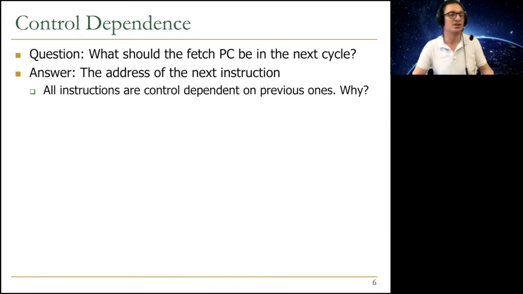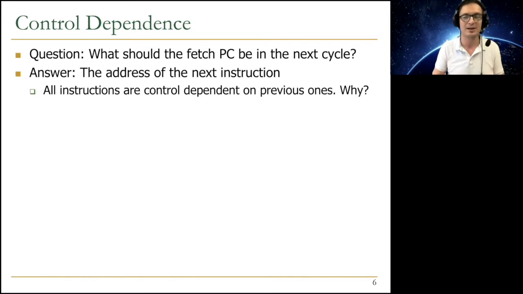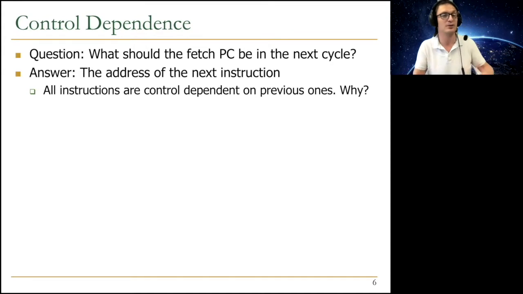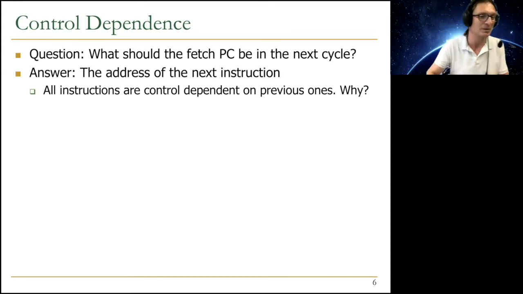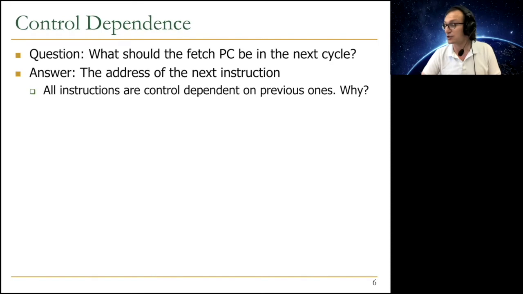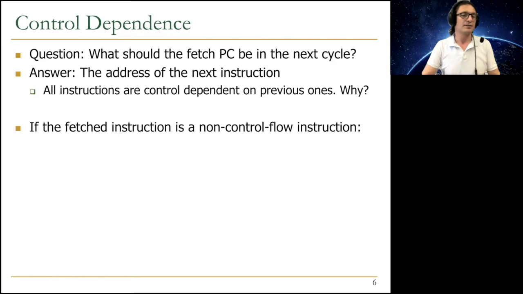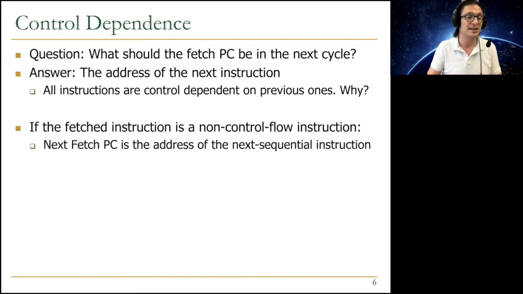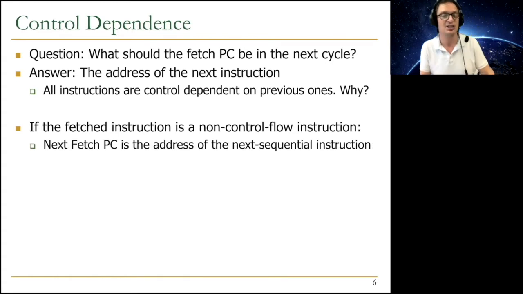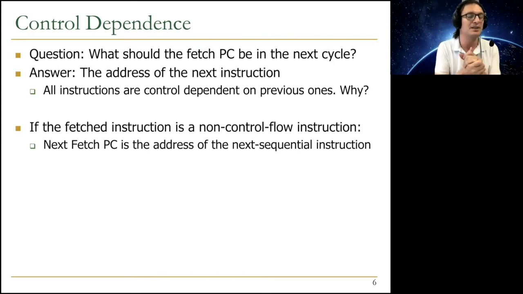Now, some of them trivially change the program counter. They increment the program counter, or change it by the size of the instruction. If you don't have fixed size instructions, that becomes a problem as well in branch prediction or control dependence handling. But the real problem happens when you have control flow changing, sequence changing instructions like branches, conditional branches. So if the fetched instruction is not a control flow instruction, then the next fetch PC is the address of the next sequential instruction. And if it's PC plus 4, for example, like in MIPS and many other ISAs, then you can safely increment the PC.